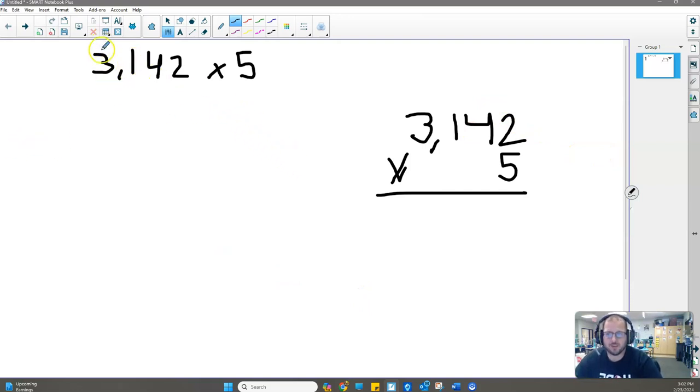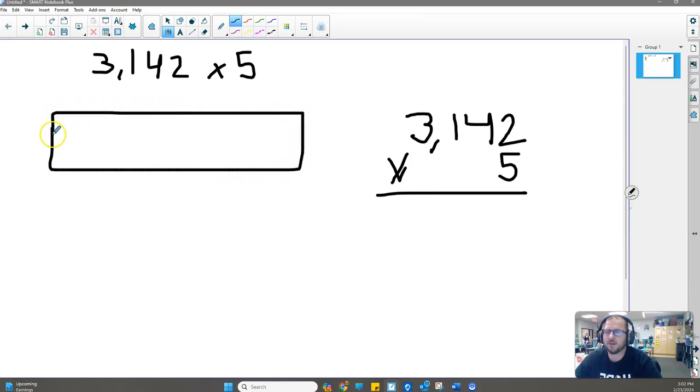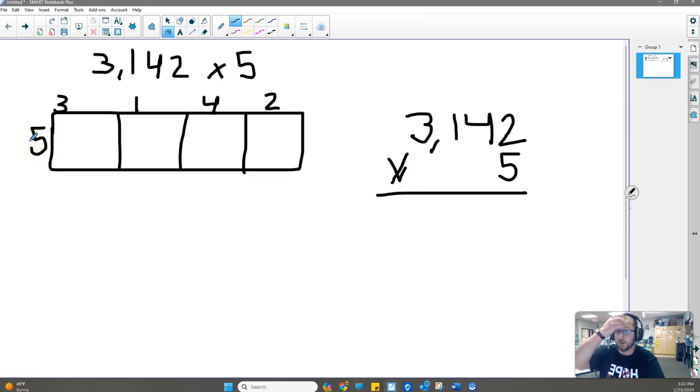So the first thing I've told the kids to look at is how many digits are in this first number here. And in this case, there's 4. And with that, we're going to draw a box. And we're going to divide that into 4 parts, 1 for each digit. Now we have 3,142, and we're multiplying those by 5. So it kind of looks like it's going to be an area model thing going on.